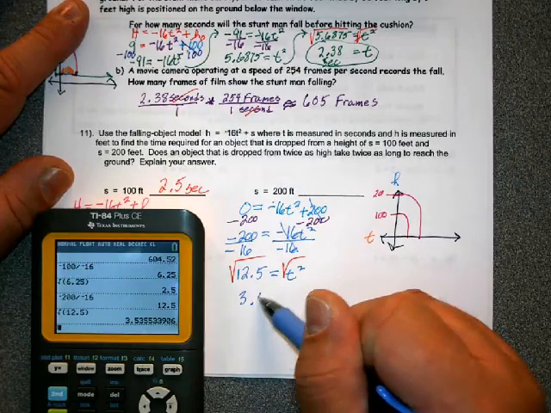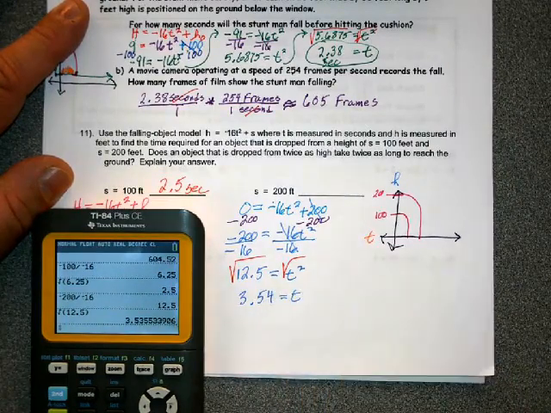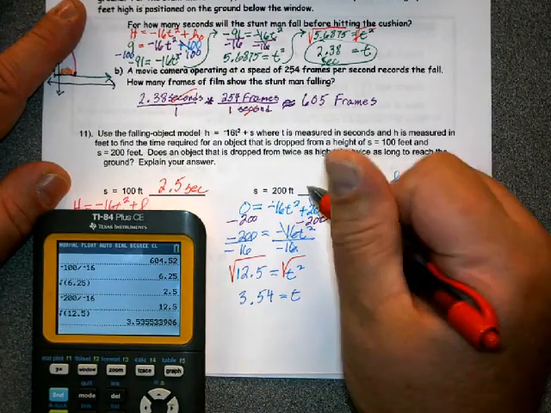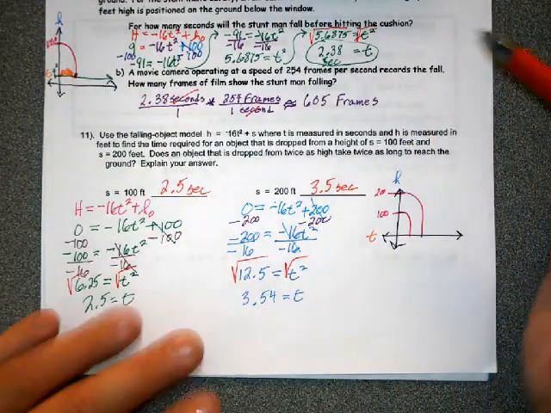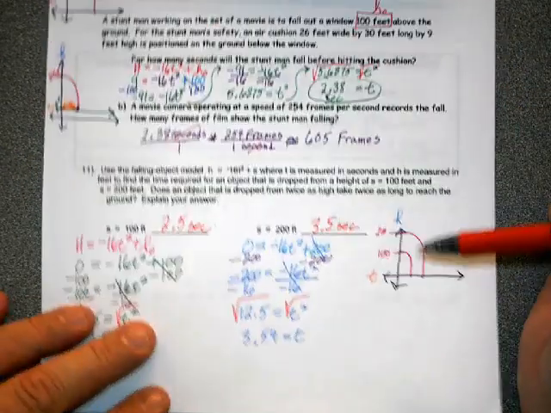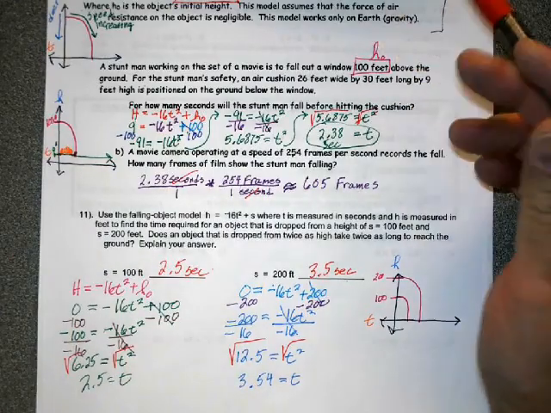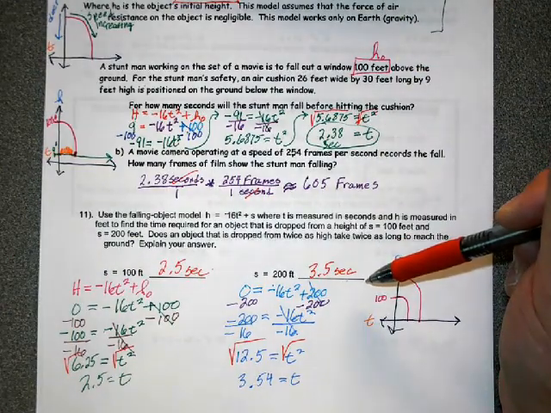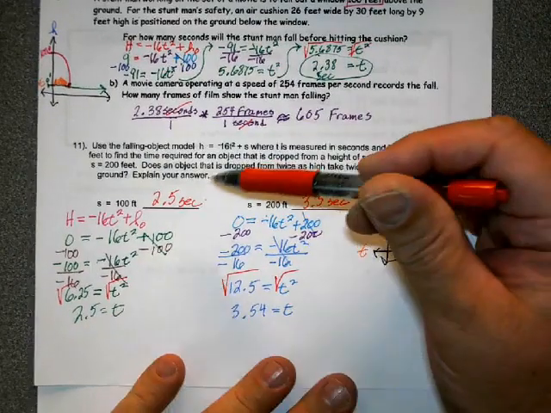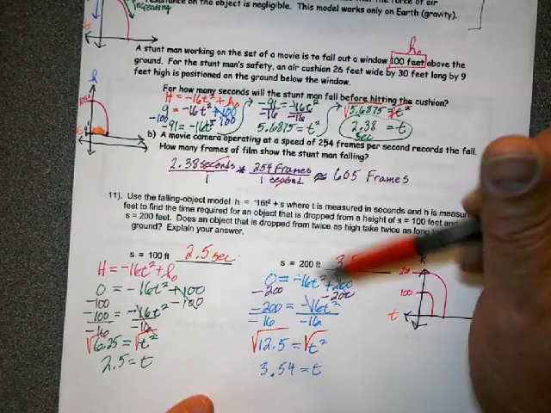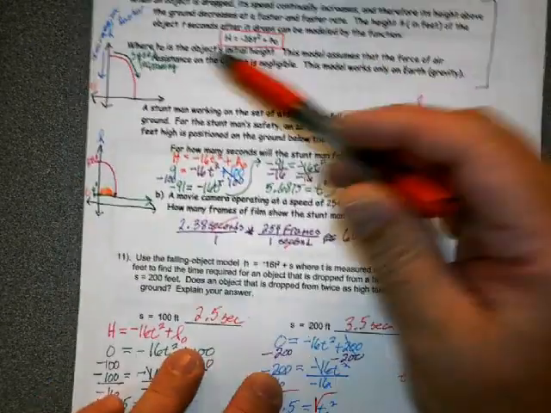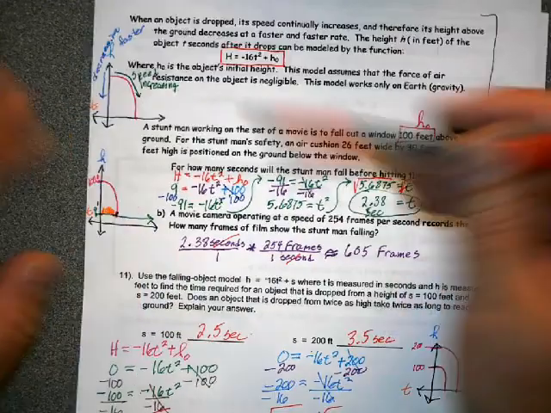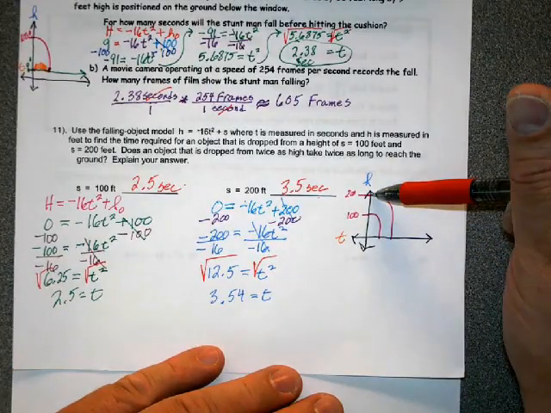So is it double? No, it's not double. I mean, you can make some conclusions about this, right? They didn't have enough time, both of them, at least the 100 feet, to reach terminal velocity, right? So they're at different speeds when they hit the ground. This one actually increased its speed for a longer period of time. That's why it's not double.